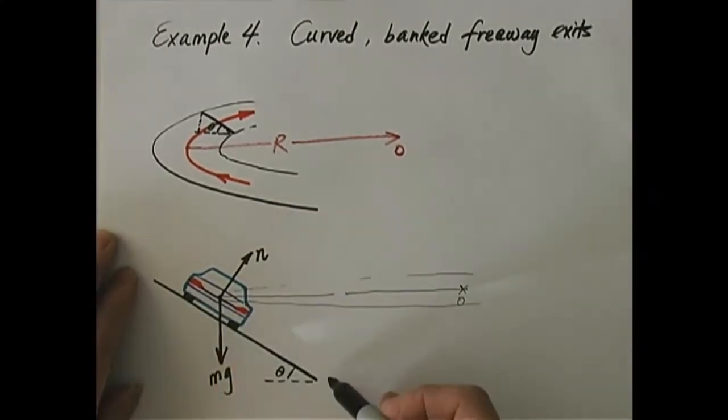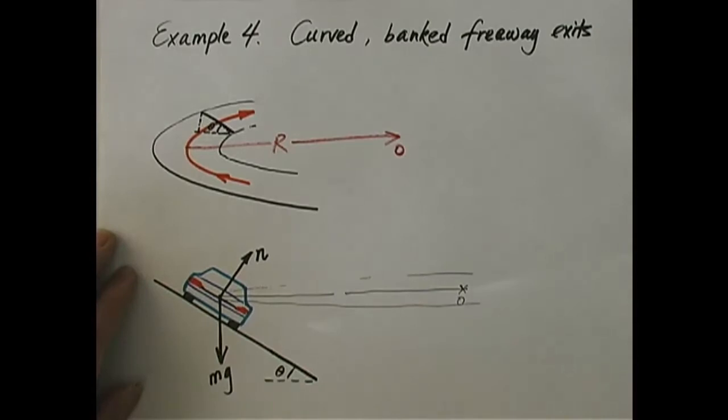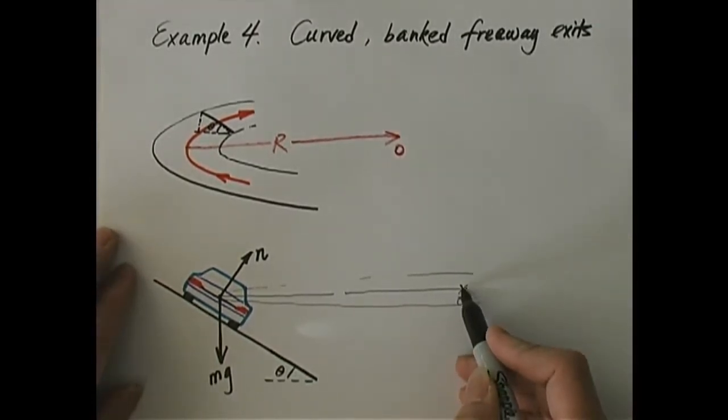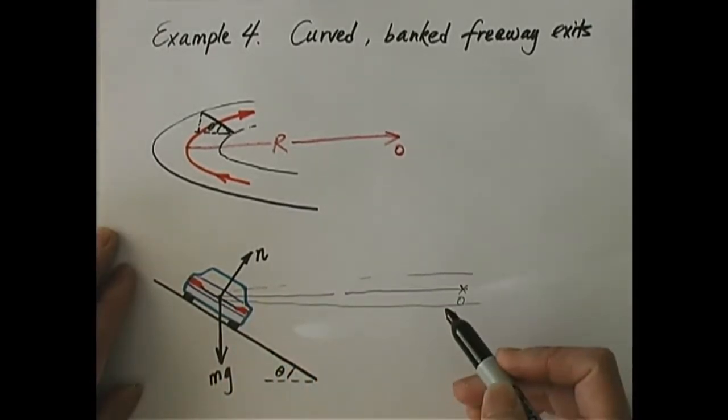Here is a cross-sectional view of the road. Okay, the road is inclined like this. The car is doing a horizontal circular motion centered at point O right here. It goes around like this. Let us draw a free body diagram for the car.